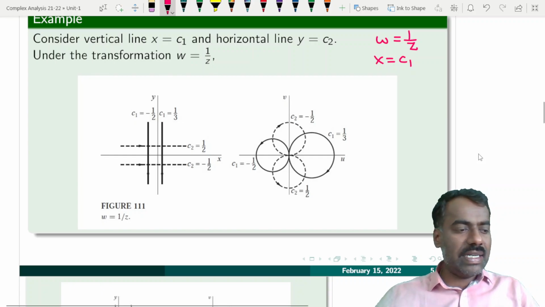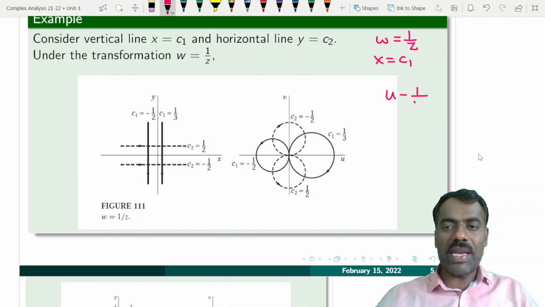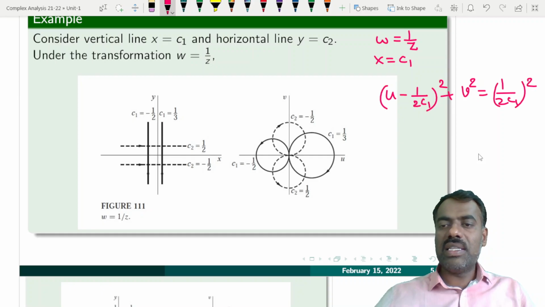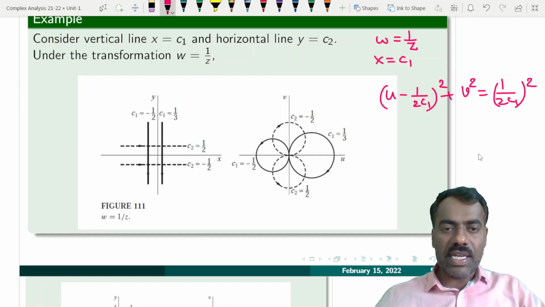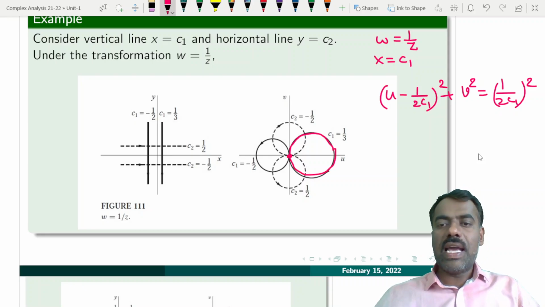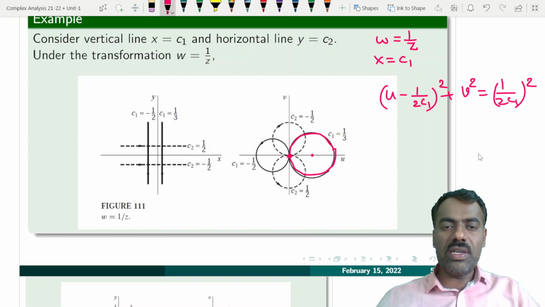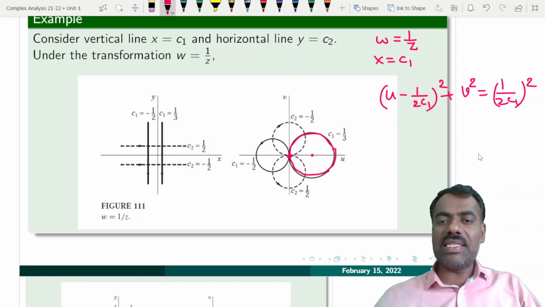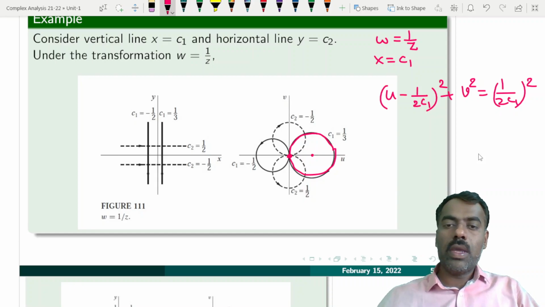Because one can write that equation as, if you simplify this, (u minus 1/(2c1)) whole square plus v square is equal to (1/(2c1)) whole square. This is the circle equation, which is here. C1 is equal to 1 by 3. So whatever we are writing here is the circle passing through the origin, centered at 1 by 2c1, and the radius is also 1 by 2c1, right?